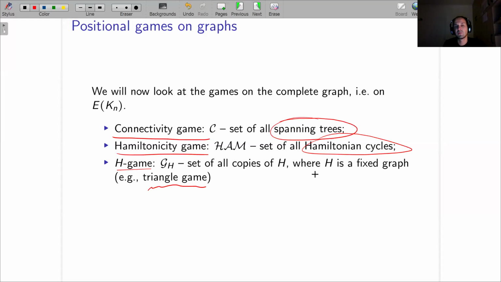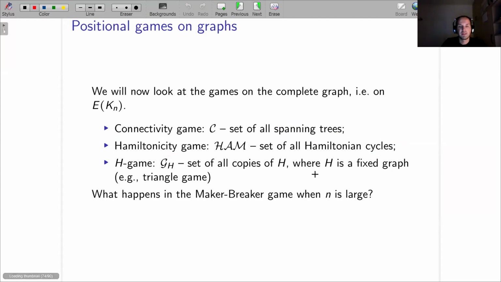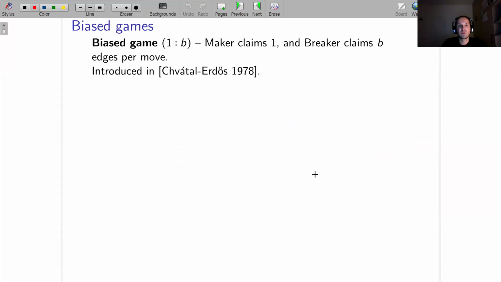Maybe I can just mention a bit that, well, probably the first problem studied was the so-called biased games, where Maker claims one element. So you play on the complete graph. Maker claims one element of the board and Breaker claims b elements of the board, and then you look at which bias of Breaker is enough for Breaker to start winning the game.